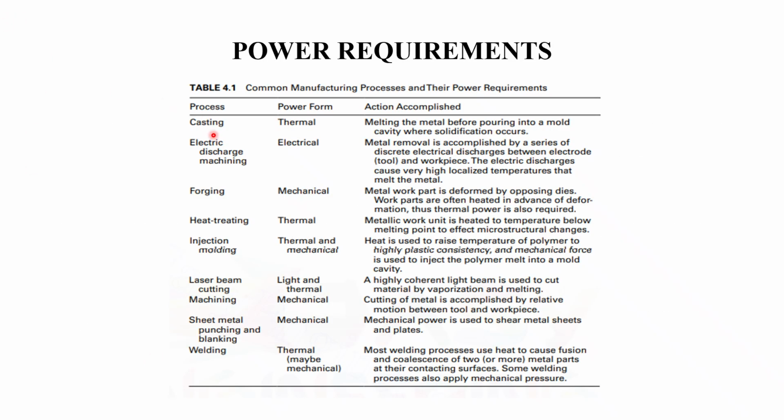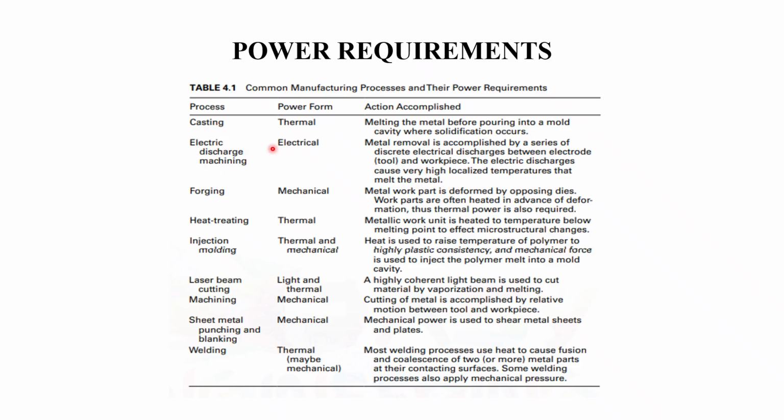Coming to the process called casting, the power form is thermal. Here, melting the metal before pouring into a mold cavity where solidification occurs is called casting. Next is EDM, electric discharge machining. Its power form is electrical. The metal removal is accomplished by a series of discrete electrical discharges between electrode and workpiece. The electrical discharges cause a very high localized temperature that melts the metal.